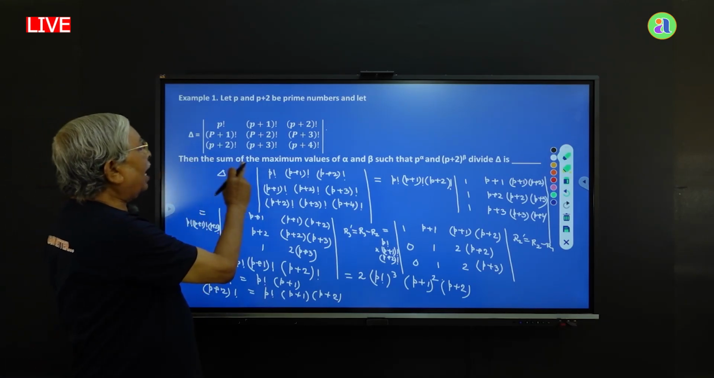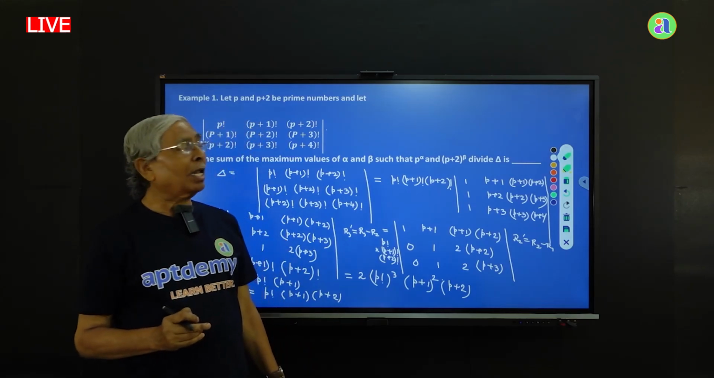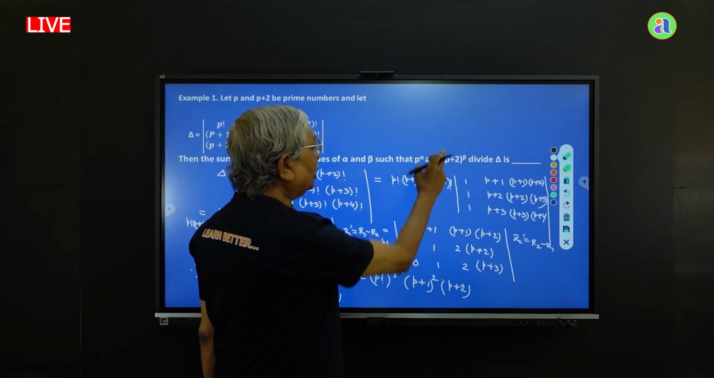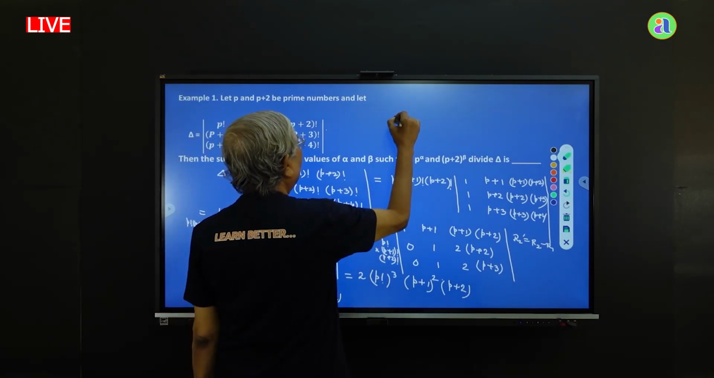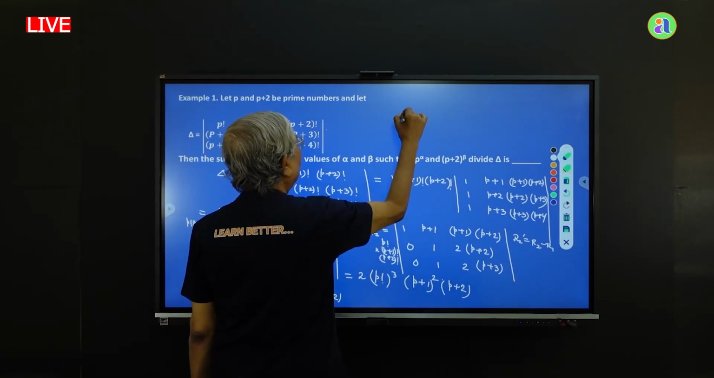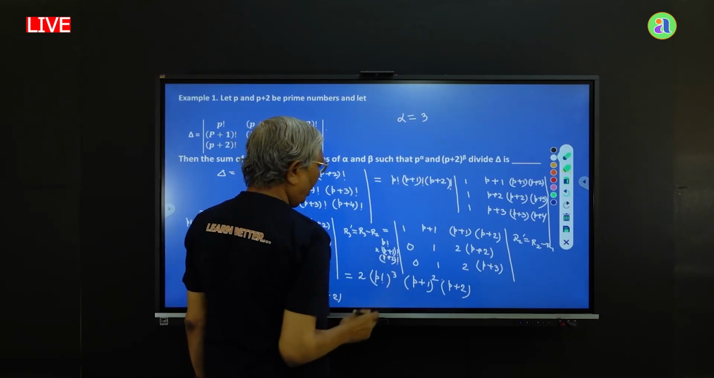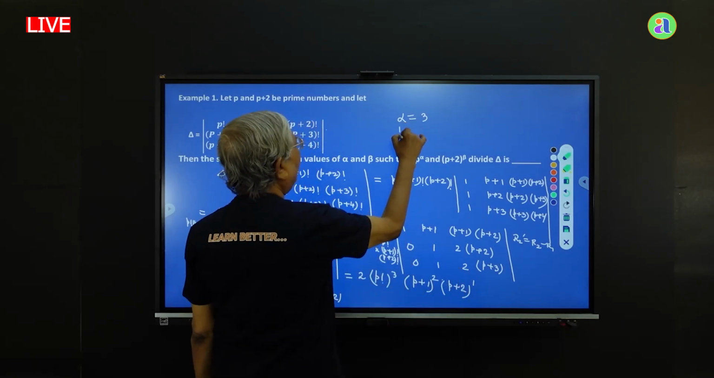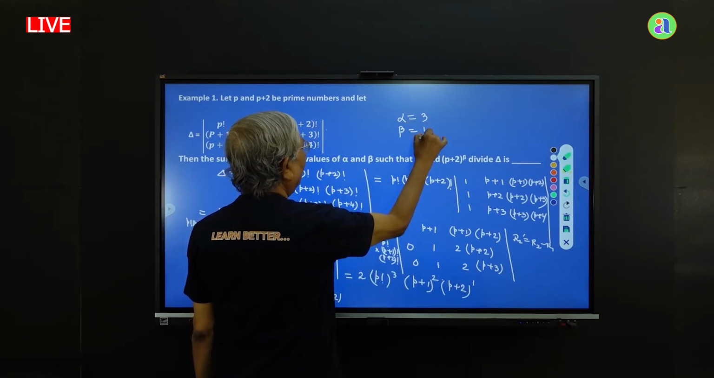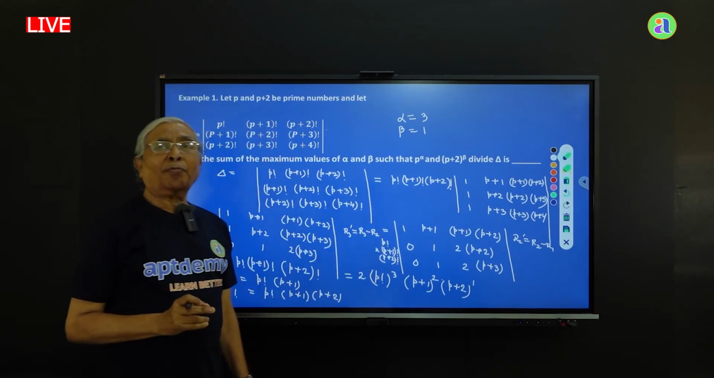So here, the sum of the maximum values of alpha and beta such that p to the power alpha into p plus 2 whole to the power beta divides delta: p to the power alpha means p to the power 3, so the value of alpha is 3. Comparing p plus 2 whole to the power 1, the value of beta is 1. So the sum of the maximum values of alpha and beta is asked.